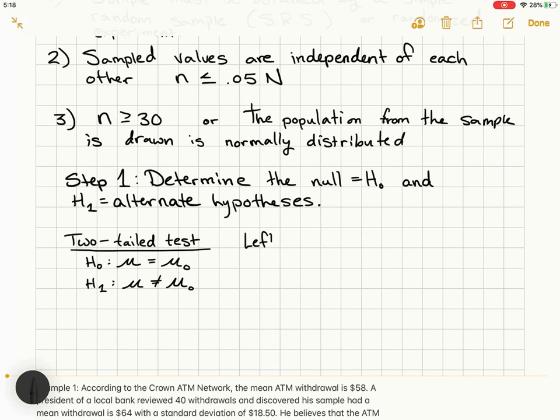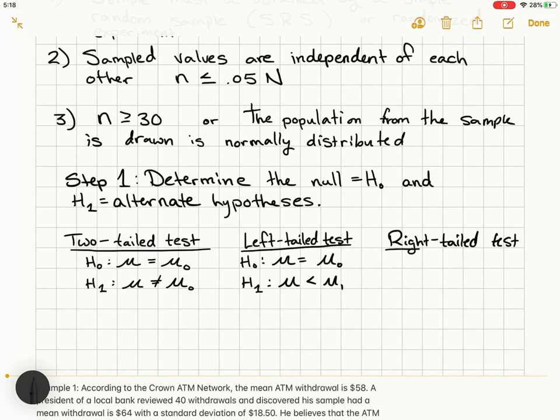Right? In a left-tailed test, the null hypothesis looks very much the same. Mu equals some specified average, some mean, but the alternate is less than some specified value. And for the right tail, when you have that kind of test, again, your mu is equal to some specified value, but your alternate is greater than some specified value. All right.